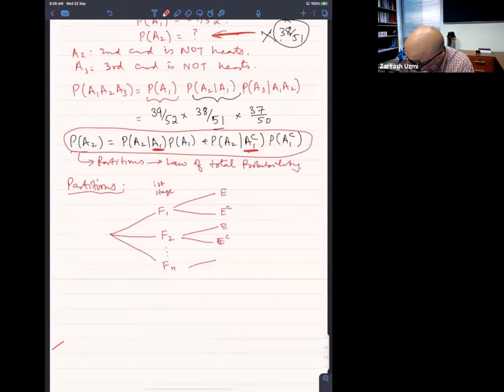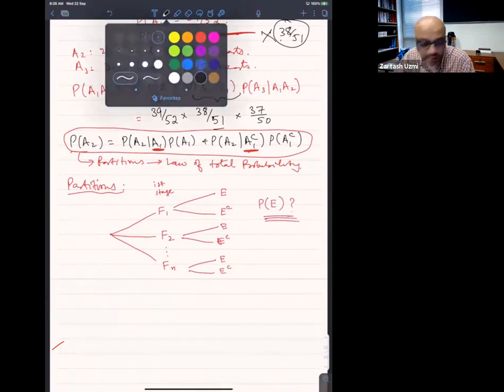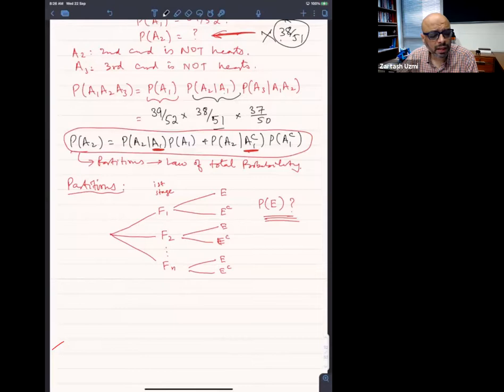And similarly E and E complement. If I ask you what is the probability of E, how would you go about answering that? Answers in the chat window. कोई hint दे दें कि कैसे calculate करेंगे probability of E. And the probability of E means कि the second stage, दूसरे stage के ऊपर जो हो रहा है वो वहां पे E occur कर रहा है. How will I find probability of E?